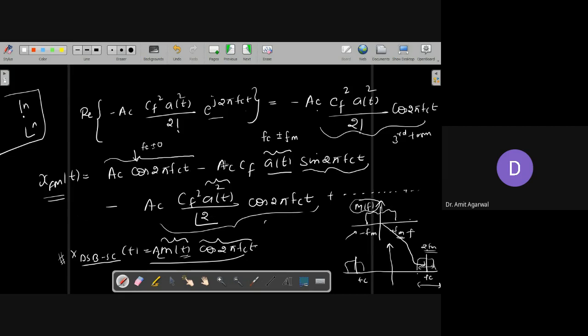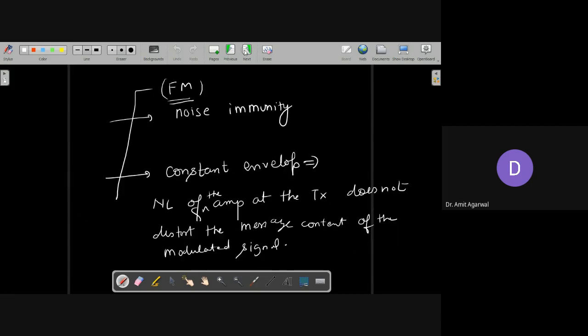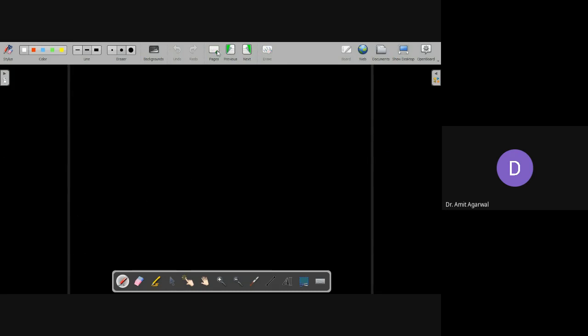If you see the first term, it is quite clear that this is a carrier signal. There is no message signal, this is a single tone, so all the content is available at Fc. There is no width to that spectrum. Now let's analyze the second term. The second term is minus AC Kf A(t) sine 2 pi fct.